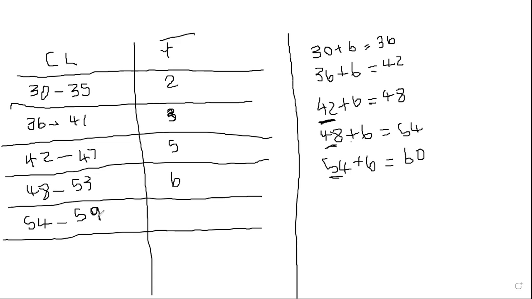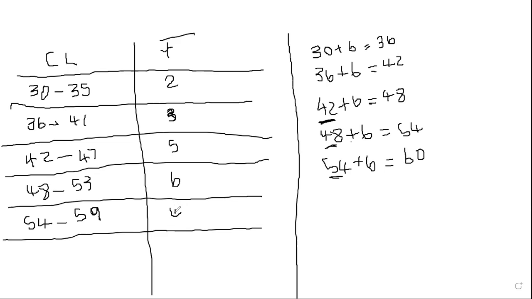Then lastly, values which fall within 54 and 59. I'm having 56 on my first row. I'm having 55 on the second row. I'm having 59 on the third row. I'm having 57 on the fourth row, meaning I'm having 4 values, which equals 4 frequencies.